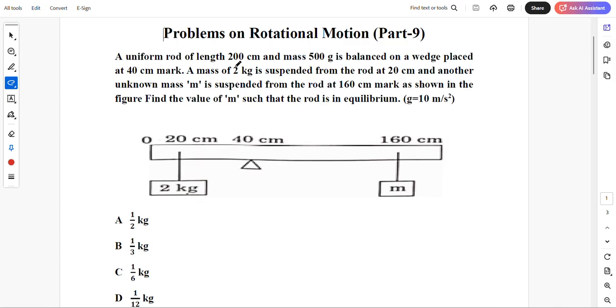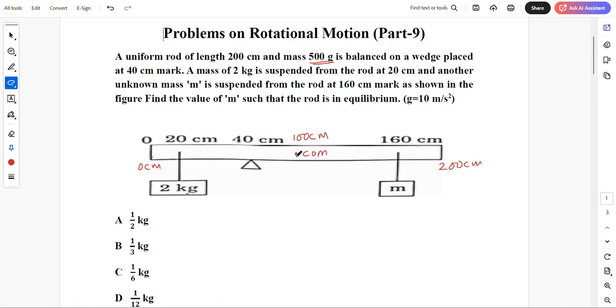It is saying a uniform rod of length 200 centimeter and mass 500 gram is given. Now if this is 0 centimeter, this is 200 centimeter, where will be the center of mass of this rod? Starting from 0 to 200, it will be at 100 centimeter.